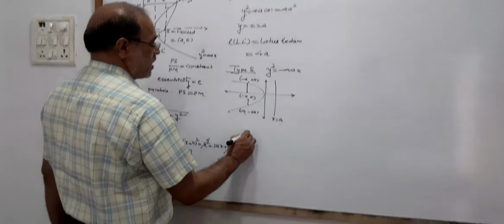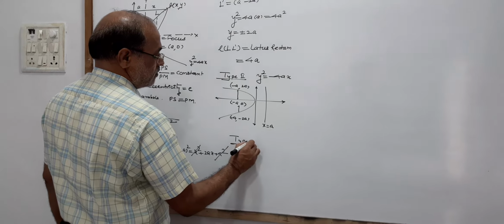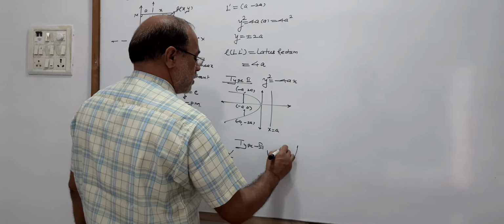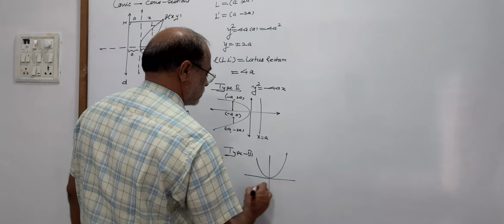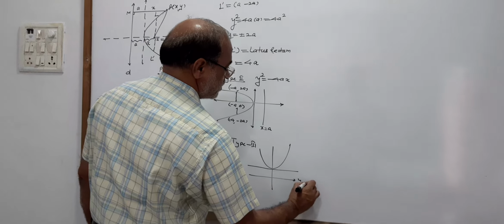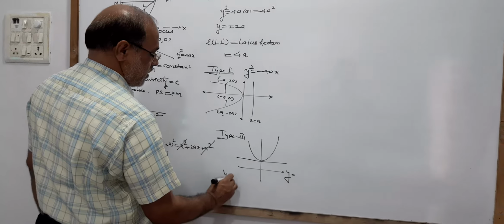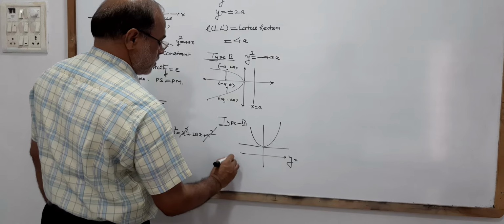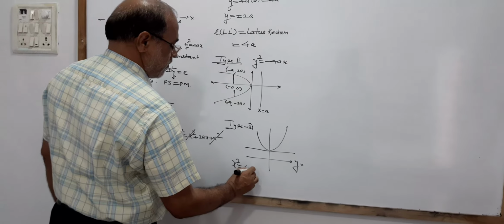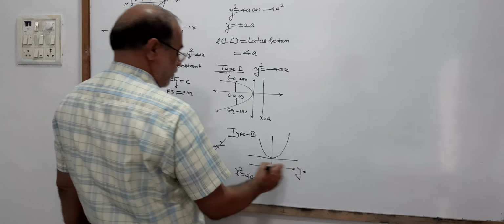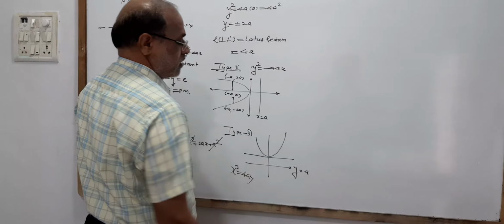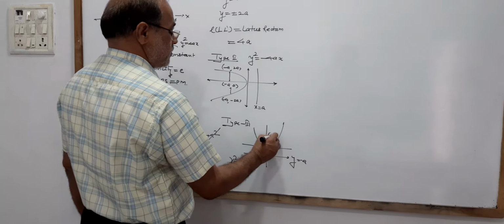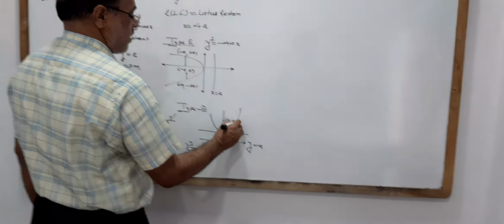Then there is a type 3 parabola. The type 3 parabola curves upward. Suppose its equation is x square equal to 4ay. Therefore, y equal to -a is the directrix. Its focus will be (0, a).